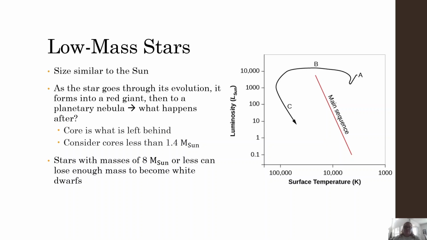So relatively close to the mass of the sun. And stars that have masses less than or equal to 8 times the mass of the sun can lose enough mass to become a white dwarf. And this is what we see happening to these stars that are similar in size to the sun or mass of the sun.